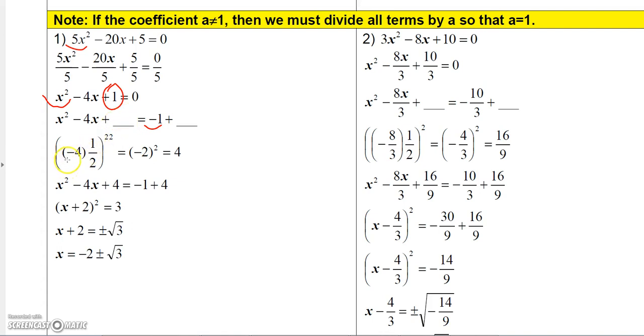So I'm going to take -4 times a half, and then I'm going to square it. Just square it. So it should be just 1, 2 there. Then square that, and you get -2 quantity squared, which is 4. And so we're going to add 4 to both sides. If I add 4 here, I also must add 4 here. And by adding 4 to this, it now makes it a perfect square trinomial.